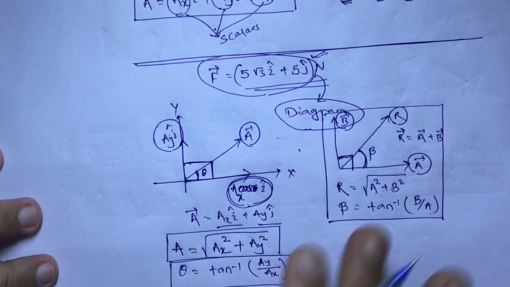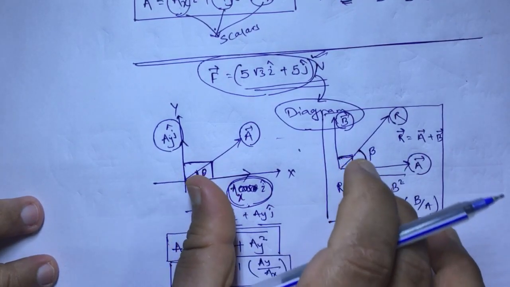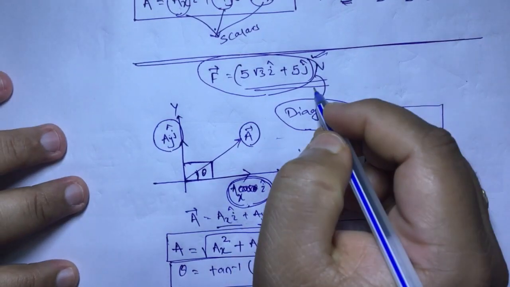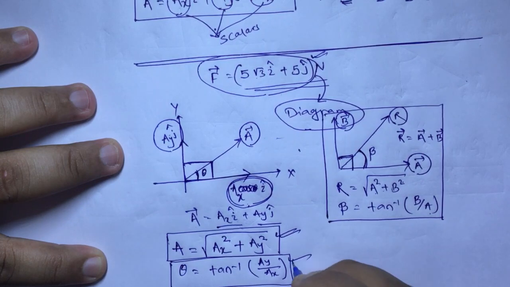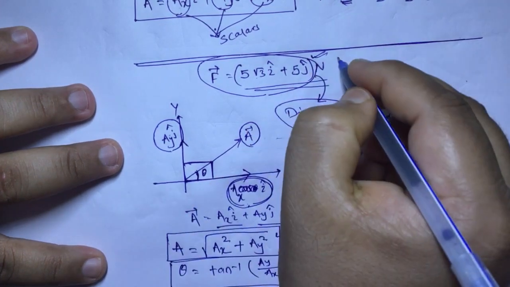I think you understood it. It is very simple if you compare these two diagrams. Okay, now let us solve it. This was the vector given, by using these two formulas. This is a very important formula, you just write it down. Okay, now let us solve it.